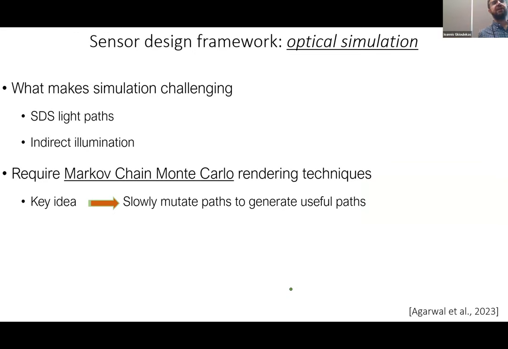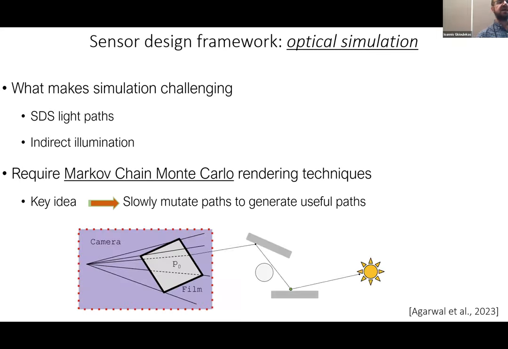Markov chain Monte Carlo techniques create correlated paths. They take one path, they make a small change to it to produce another path, and so on and so forth. And there is some theory behind why that is the case, but the reason is that in the end, they allow us to sample very difficult, very rare paths, including the ones that include SDS interactions, okay? Now, these techniques have a long history in rendering.